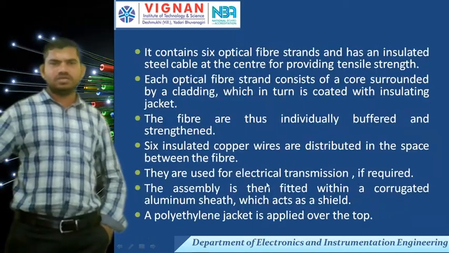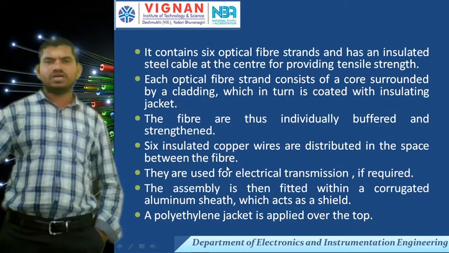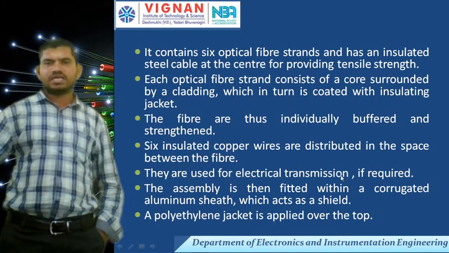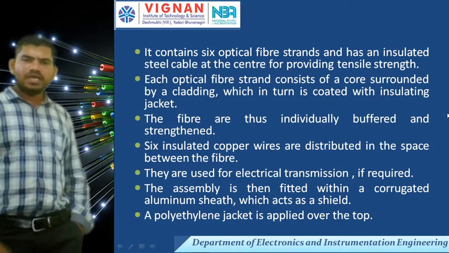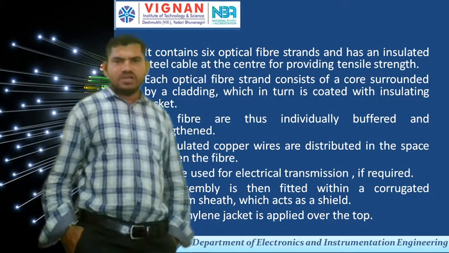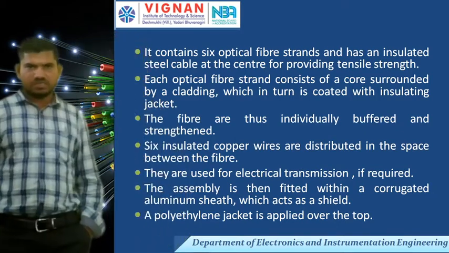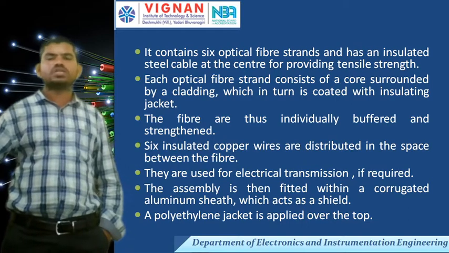Here, six insulated copper wires are distributed in the space between the fiber. They are used for electrical transmission if required. The assembly is fitted within a corrugated aluminum strip which acts as the shield. The polyethylene jacket is applied over the tap.